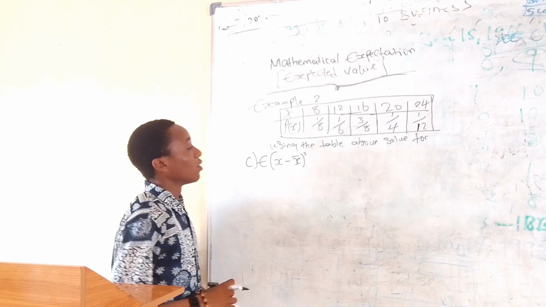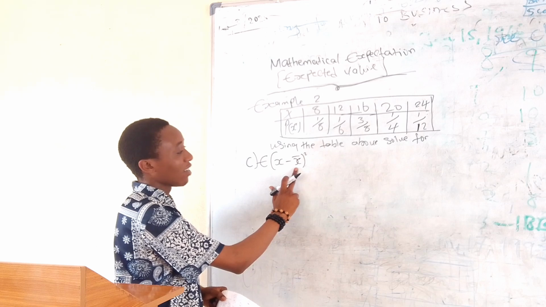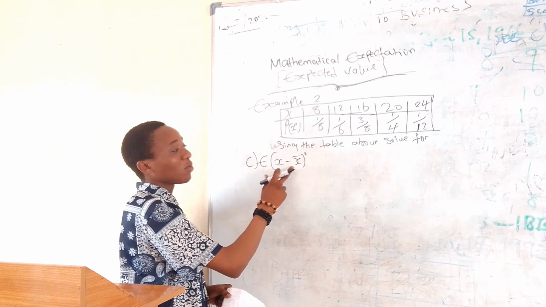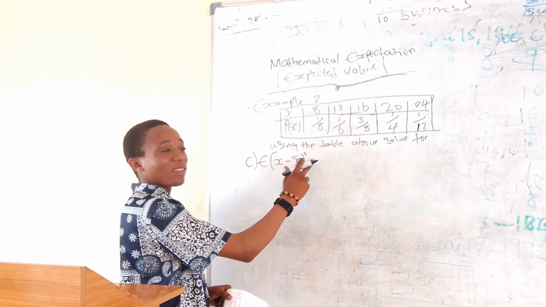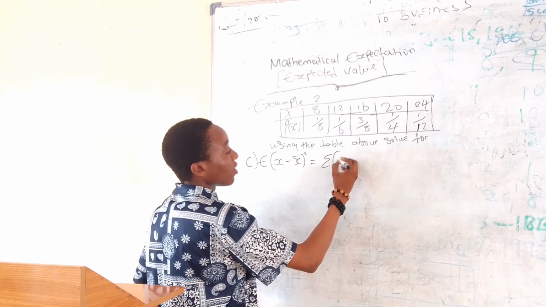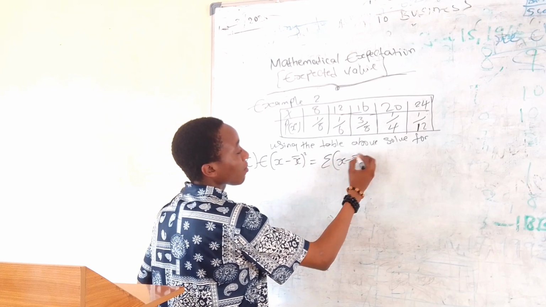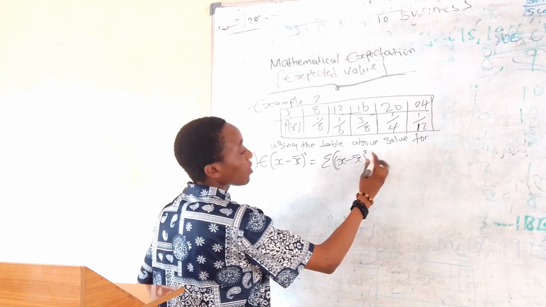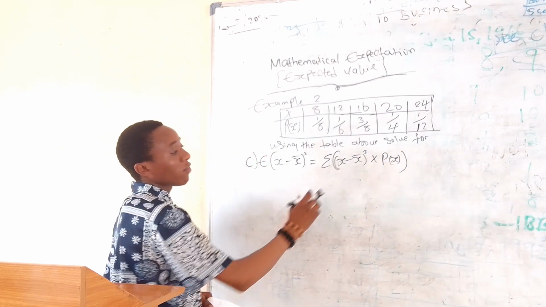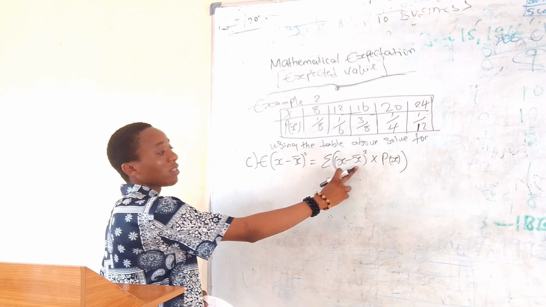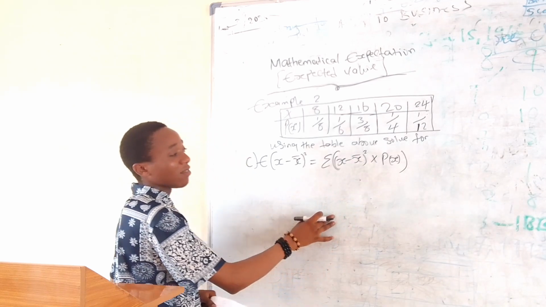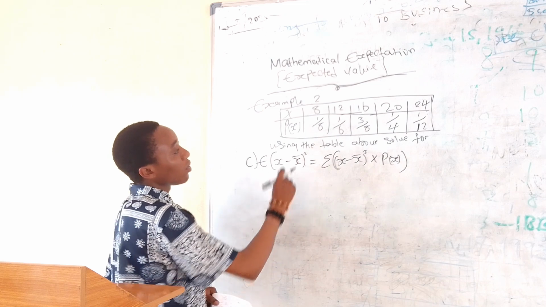Now the next question says we should look for the mean of x. After looking for the mean of x, we should subtract the mean of x from the value of x, then raise it to the power of 2 before multiplying it by the probability of x. So the formula is the summation of (x minus x bar) squared, the bracket is outside, the power is outside, multiplied by the probability of x. So the first thing we need to do is find our x bar, which is the mean of x. To find the mean of x, we sum all the outcomes of x and then divide by the total number of outcomes.